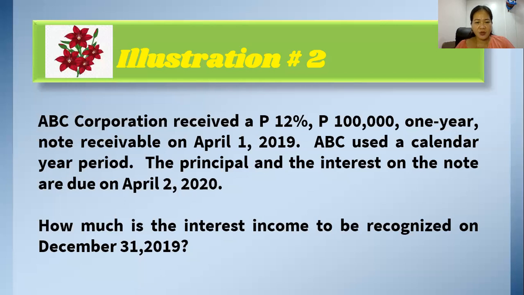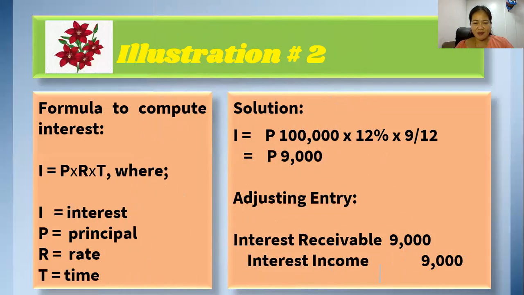Okay, the note was received April 1, 2019. The note will be due April 2, 2020. So if you are going to count April to December 31, that would be exactly 9 months of earned interest. That is why we have 100,000 times 12% times 9 over 12, which is 9,000. So the adjusting entry to record the accrued interest income is a debit to interest receivable or accrued interest income of 9,000 and a credit to interest income 9,000.